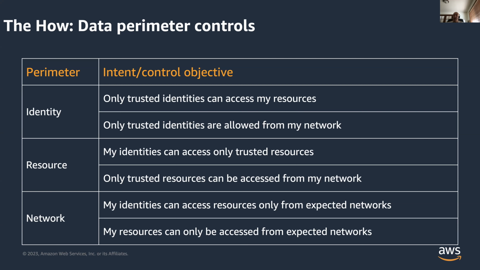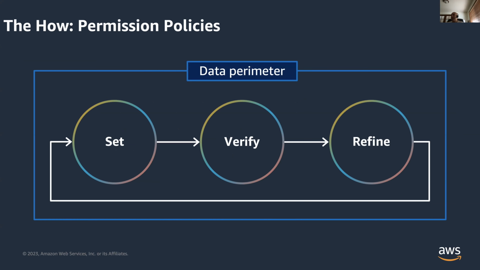Now let's go for the how to do it. We do this by setting permissions, or going through permission policies. If you are familiar with AWS, permission policies are the key component that we use to build this data perimeter. What we normally do as part of this data perimeter is set those permission policies, verify them, then refine them. We'll spend more time digging deeper into the set piece here.